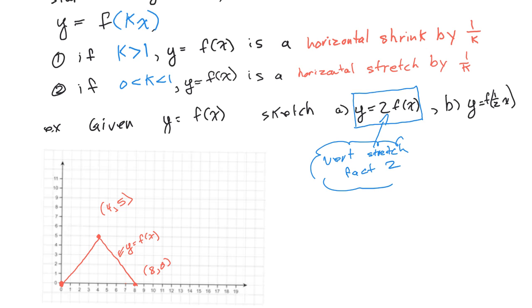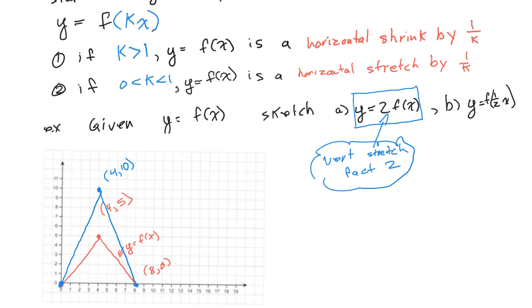So what we would do is take our y values and just stretch them by 2. So 0, 0 still stays. But 4 stays the same, and the 5 gets stretched by a factor of 2. So now our new point is 4, 10. Our next point is 8, 0. So 8, 0 still stays there, right? Our y value doesn't change. So our new graph is this blue one, which got stretched this way.